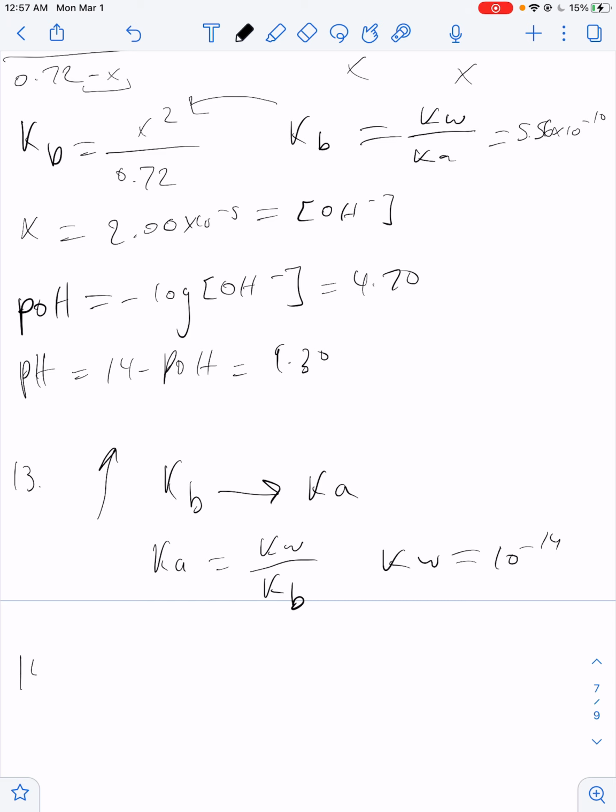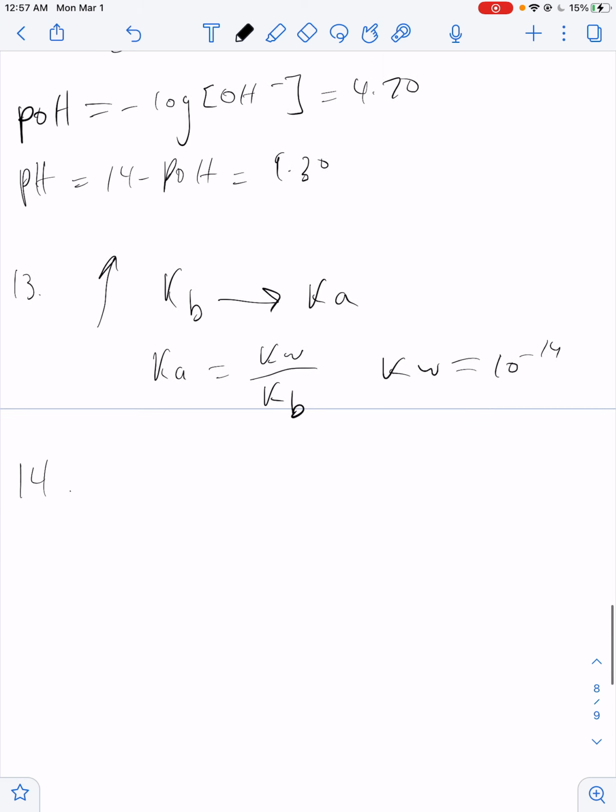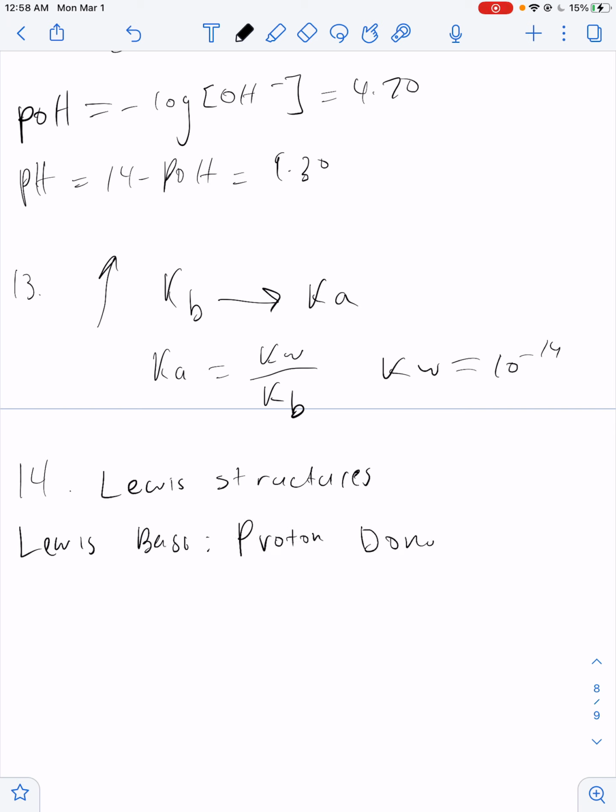And number 14, how you do it is you have to draw the Lewis structures of all of them. And then the Lewis base is the proton donor, whichever one gives protons away. And that is all.